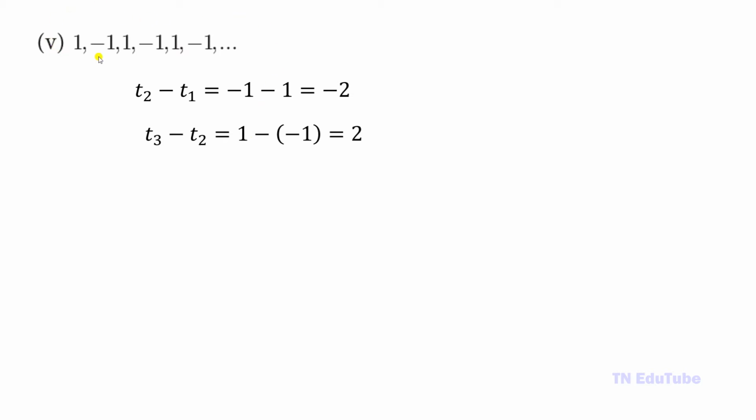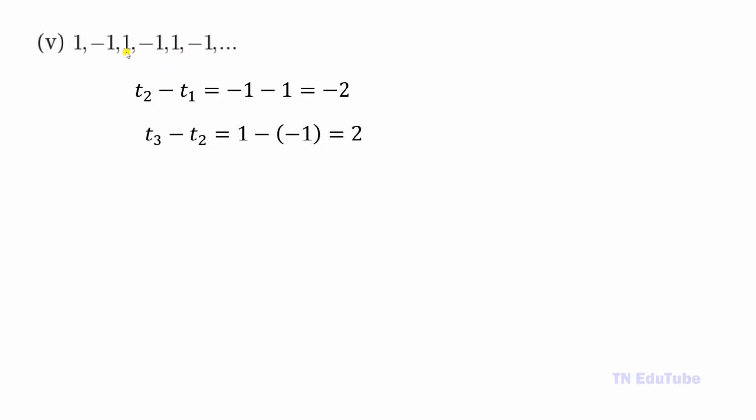Roman letter 5, that is 1 comma minus 1 comma 1 comma minus 1 comma 1 comma minus 1, etc. Here we have to find the common difference, that is T2 minus T1. T2 is minus 1, minus T1, that is 1. So minus 1 minus this plus 1. Totally you get minus 1 minus 1. Same sign means add and put the same sign. You get minus 2.